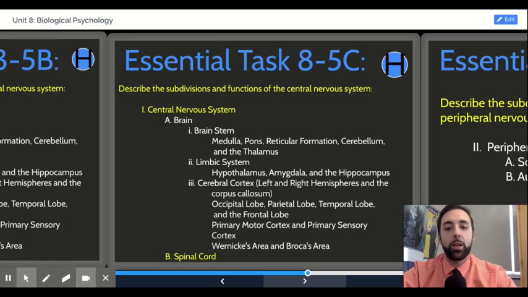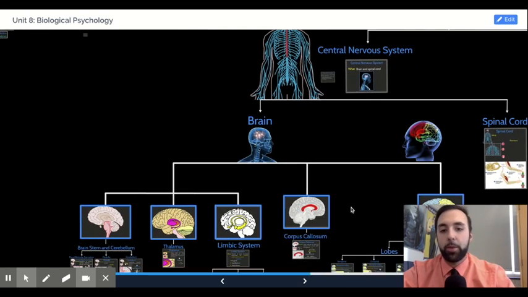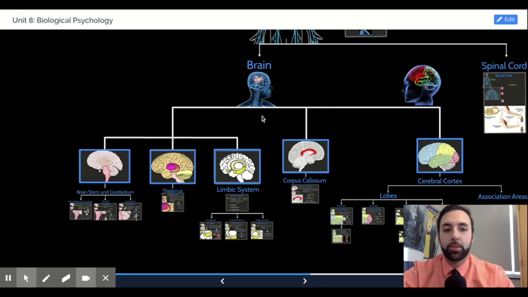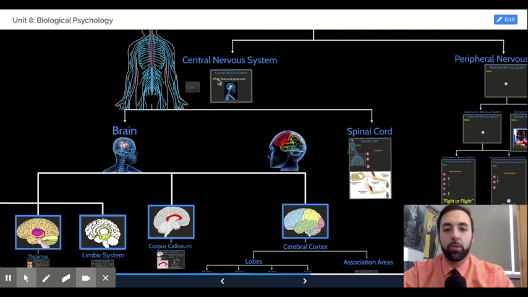In Essential Task 8.5c, we are briefly going to talk about the spinal cord, which will wrap up our look at the central nervous system. We've previously talked about the brain in the last two essential tasks, and I sort of left off to the side the spinal cord, which is the other element of the central nervous system.